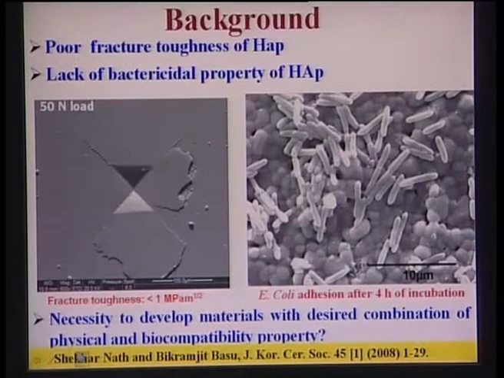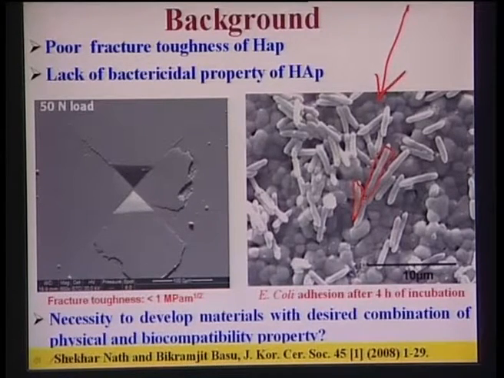Now, if you see this particular slide, this AFM image is taken after 4 hours of incubation of E. coli bacteria on the hydroxyapatite surface. This E. coli is a gram-negative bacteria, which has a typical aspect ratio of 5 to 10. Aspect ratio means length to diameter ratio, and this is a typical rod-like bacteria, and they are happily surviving on this material surface. So that shows that hydroxyapatite does not have a very good antimicrobial property.